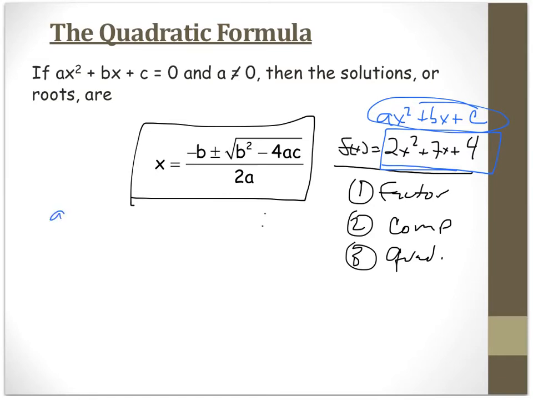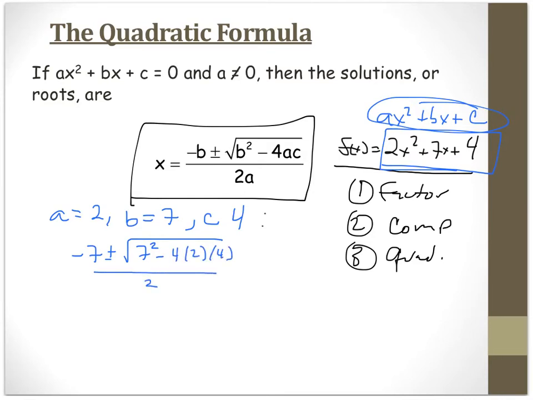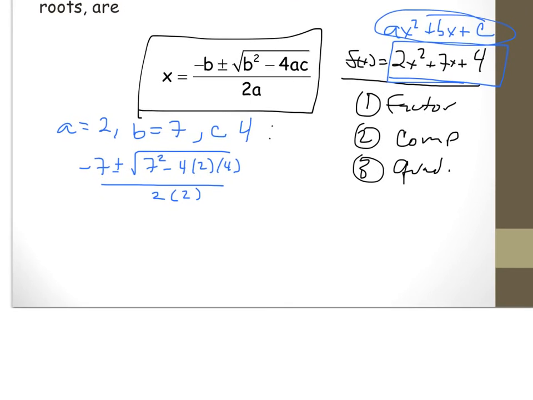So I know a is equal to 2, b is equal to 7, and c is equal to 4. I'm going to plug this into the quadratic formula. So I have negative 7 plus or minus the square root of 7 squared minus 4 times a times c, all divided by 2 times a. Once I plug it in, I just go ahead and start to simplify. And we'll take it step by step.